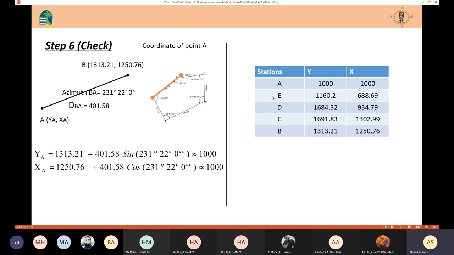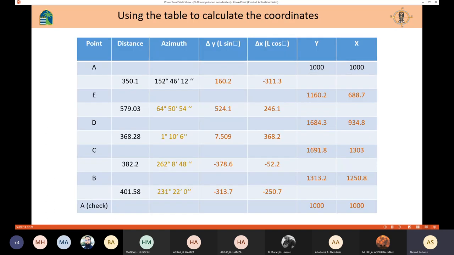After we finish, we can express the coordinates in this table. In station A, the value of Y, the value of X, and for station E, the value of Y, the value of X, and so on. We can simplify this step so that you are not going to be confused. We can use a table in order to determine the value of Y and the value of X. Here we are going to write all the points, point A, E, D, C, and B.